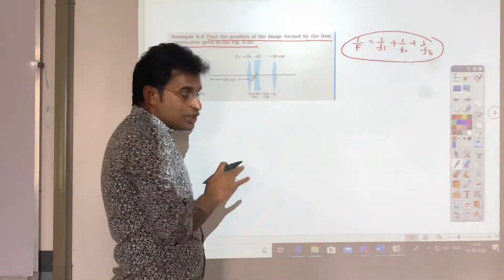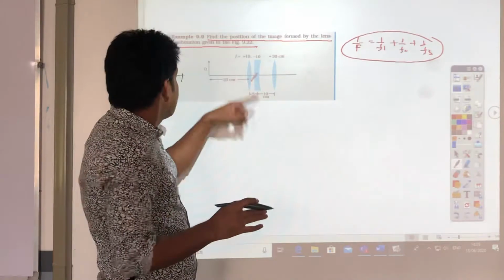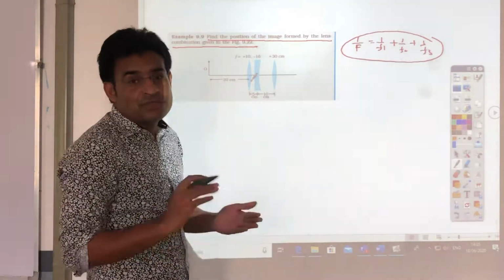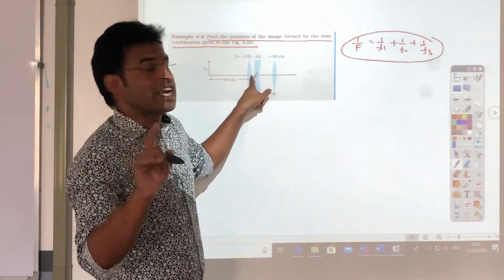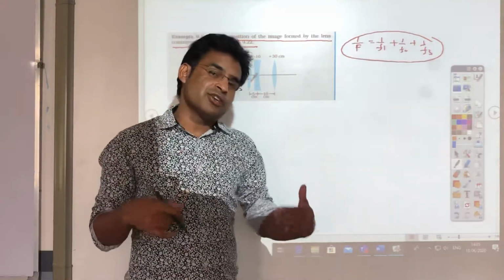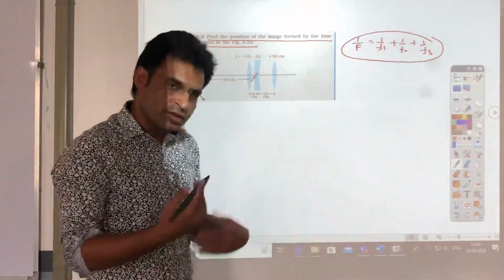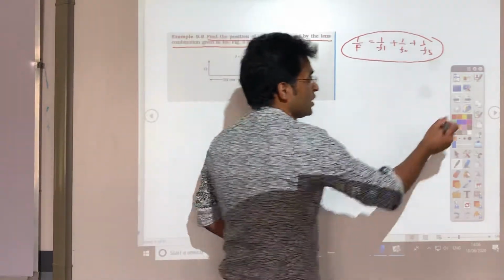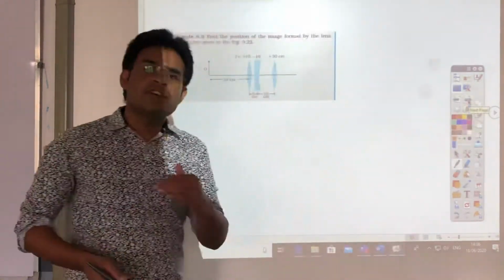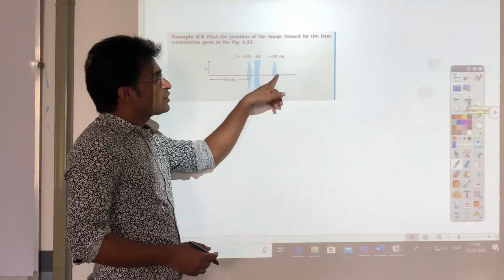So in this case what will we do? There are three lenses with distances between them, and they are asking where the final image will be. The image formed by the first one works as the object for the second. Then the image formed by the second works as the object for the third. The image formed by the third will be the final answer. If 4 or 5 lenses are there, we keep doing the same thing: the image formed by n minus 1 works as the object for n.